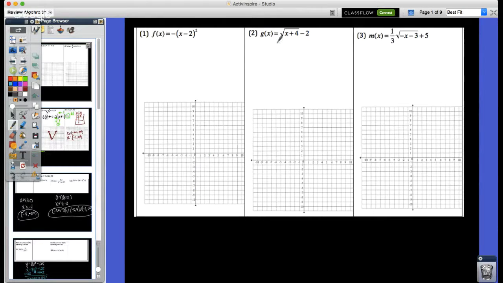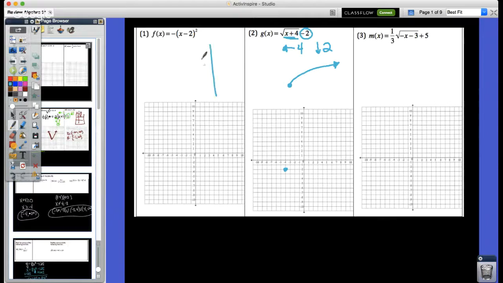Last but not least, I started at 0, 0. Because of the x plus 4, I transform that left 4, and then negative 2, since it's on the outside, I go down 2. So left 4 and down 2. Okay, so I start here. Remember with the square root, if it's positive, it's going to kind of go out this way. So you can expect kind of like an arrow to be shot out in that direction.